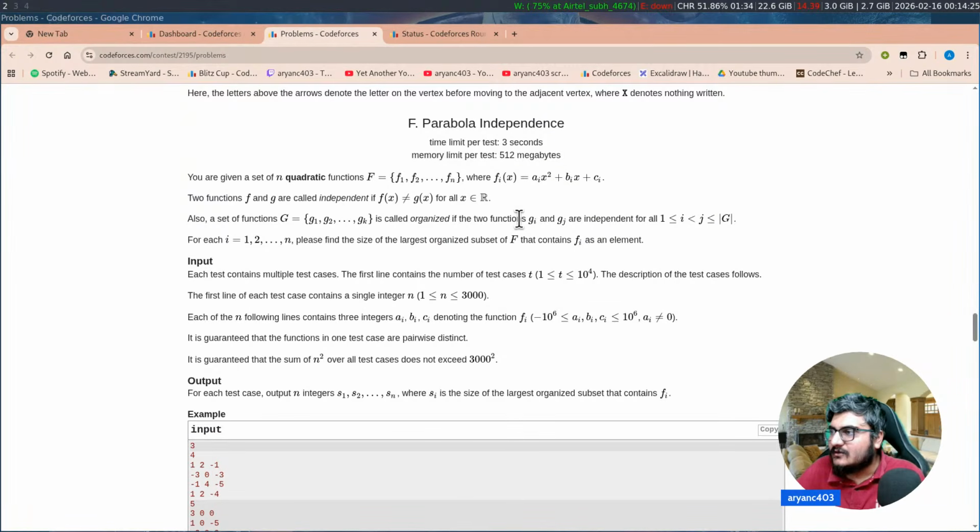You are given a set of n quadratic functions where f of i is a_i x square plus b_i x plus c_i. Two functions f and g are called independent if f of x is not equal to g of x for all x belonging to the real numbers. Also, a set of functions g1 to gk is called organized if the two functions are independent for all i from 1 to n. For each i, please find the size of the largest organized subset of f that contains f_i as an element.